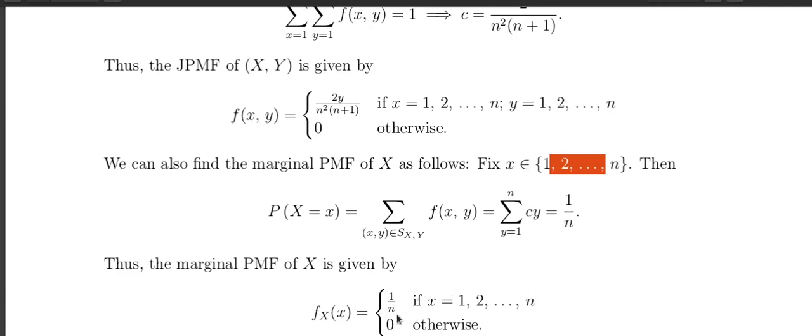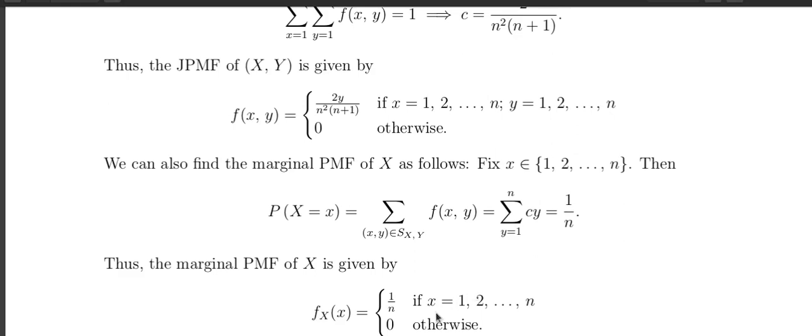Similarly, you will be able to find out what is the distribution of Y, and what is the PMF of Y. In that case, you have to take the summation over X, and the procedure is exactly as before. So I leave it for you.